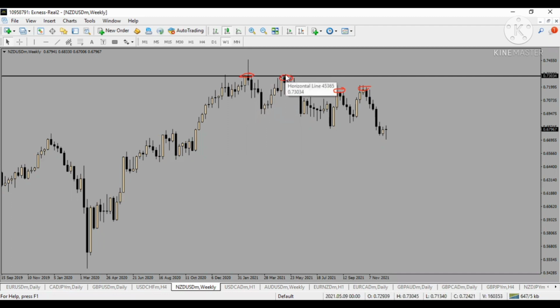Now, let me tell you one important thing about higher highs. Higher highs, or lower lows, can turn to be your support or resistance levels. I hope you understand that. So you can see that at this higher high, price pulled back, then went back and again respected this high. There is no candle that closed above this price, 0.73034. Then price had to fall down and make another higher high, like an M structure.